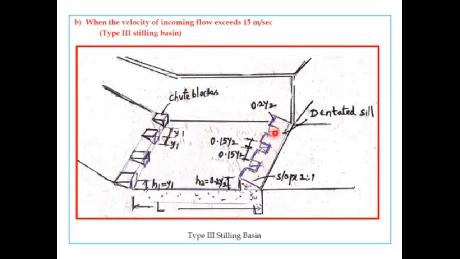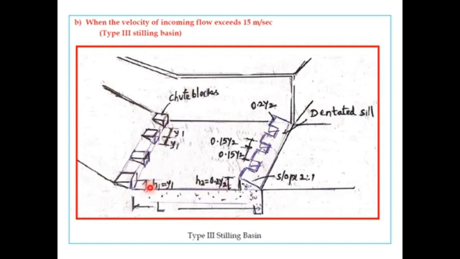Which has got teeth like this. So that was a solid end sill in the previous case. In this case it is a dentated sill. The height of the chute blocks and the height of this end sill, h3 and h2, is 0.2 times the final depth. Like this the dimensions are given here.